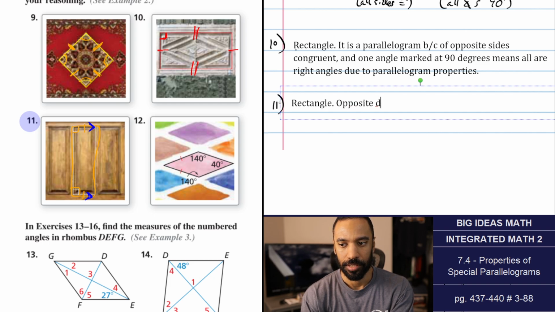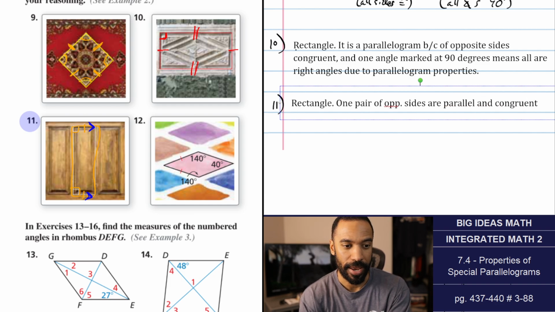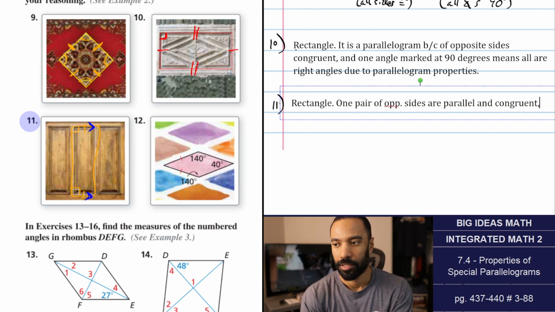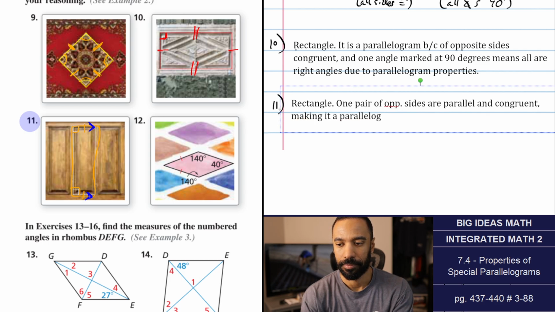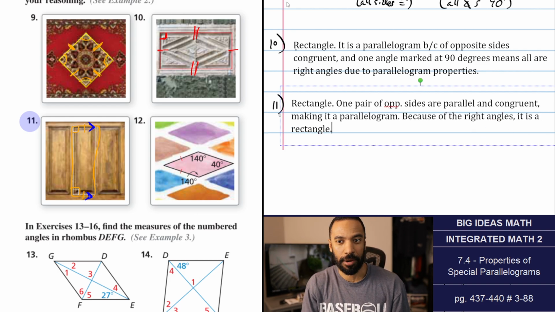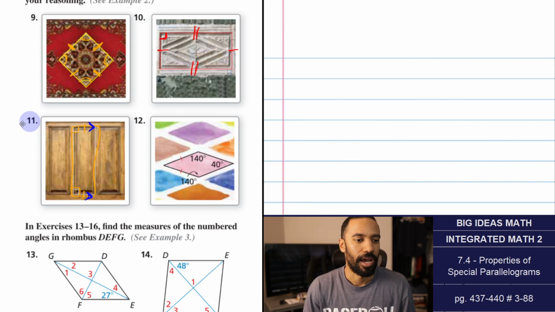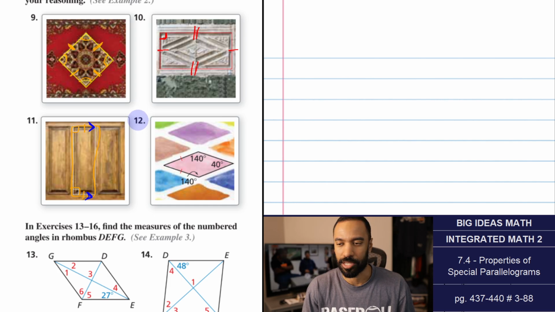One pair of opposite sides are parallel and congruent. Now, they were parallel because of the right angles, making it a parallelogram. Because of the right angles, it is a rectangle. Remember, the last time we had a parallelogram with only one right angle, it was a rectangle. Two of them, forget about it. But we needed both of them to indicate that.